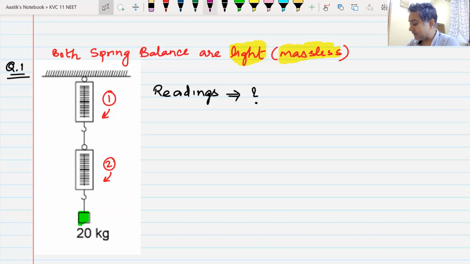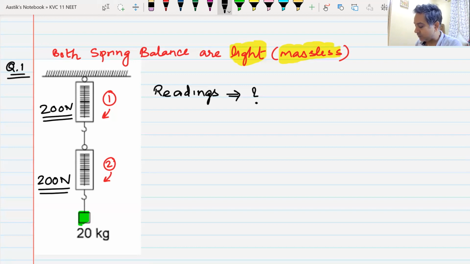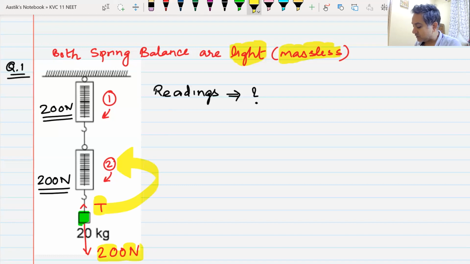Okay, then the answer is this one. The reading of the spring balance 2 would be 200 newtons. And the reading of the spring balance 1 would also be 200 newtons. If I draw the free body diagram of this block, this is 200 newtons. The tension T would be 200 newtons. This tension would be the reading of this spring balance, which is 200 newtons.